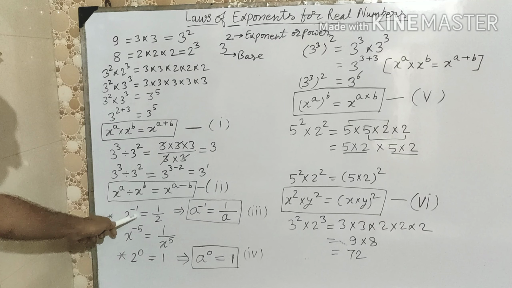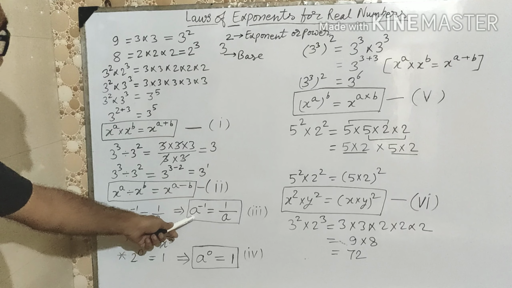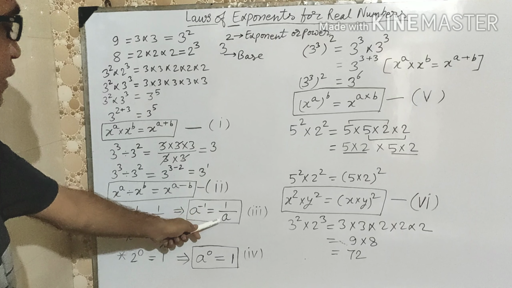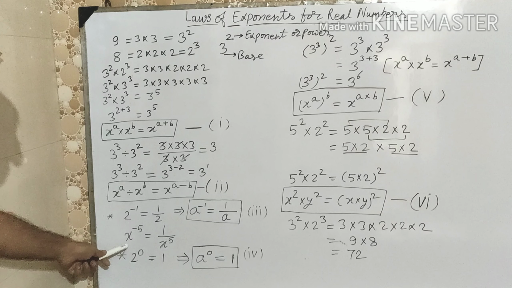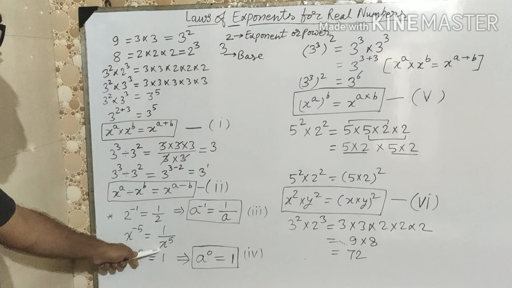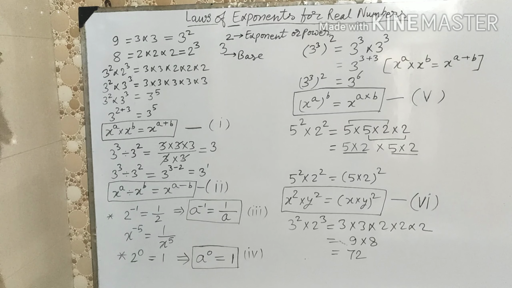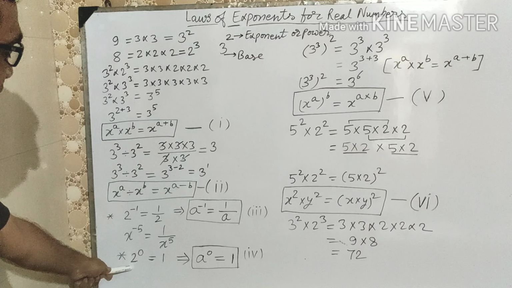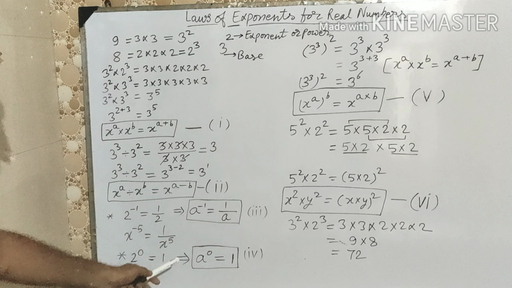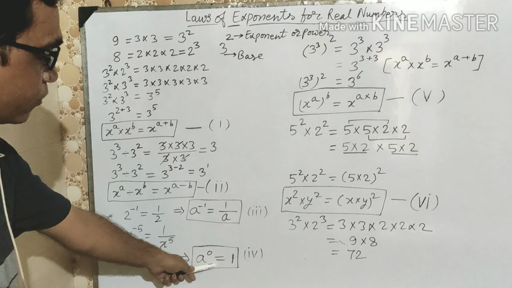Like 2 to the power minus 1 is equal to 1 upon 2. So the formula is a to the power minus 1 can be expressed as 1 upon a. Similarly, x to the power minus 5 is equal to 1 upon x to the power 5. If the exponent of any base is 0, then the value becomes 1. So here the formula is a to the power 0 is equal to 1.